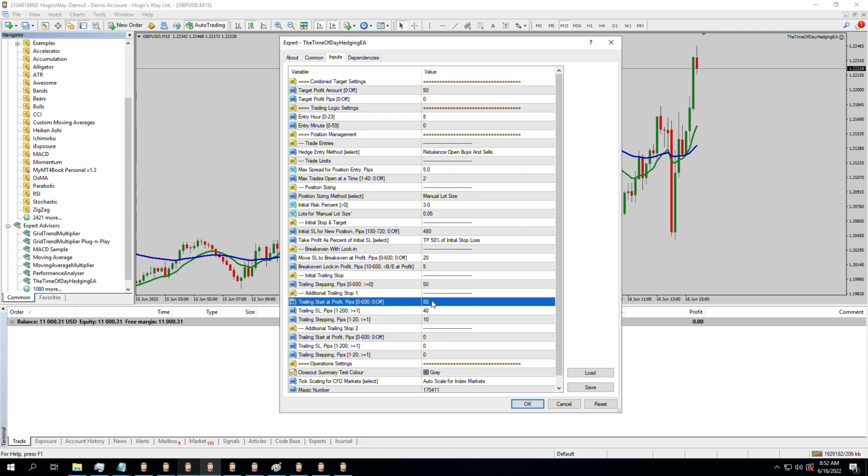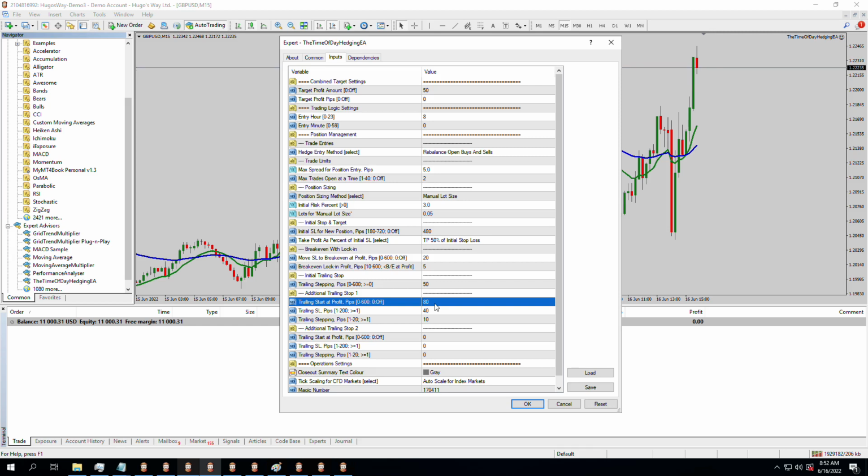so I believe it's going to trail the profit and step up 50 pips at a time. There's also an additional trailing stop. Now this gets a little confusing. You have to read the manual for this robot. But the initial trailing stop is going to start at 80 pips. Probably not going to get that far because I'm asking it to take profit at 50.